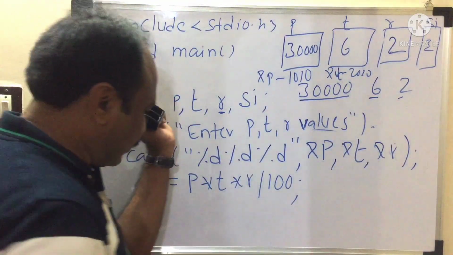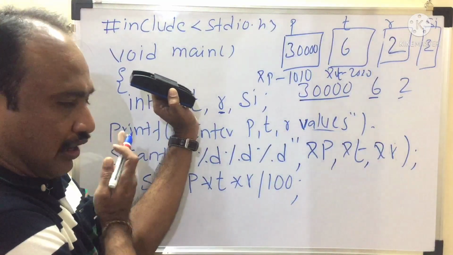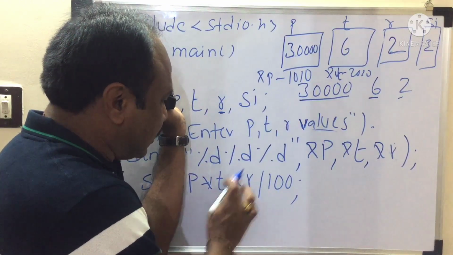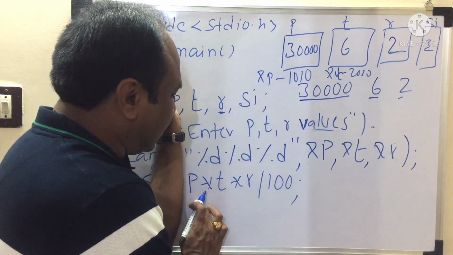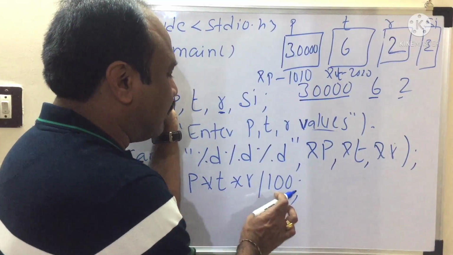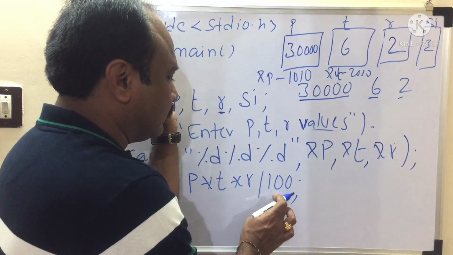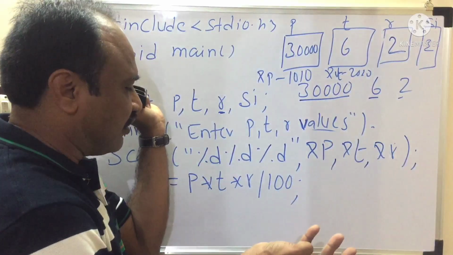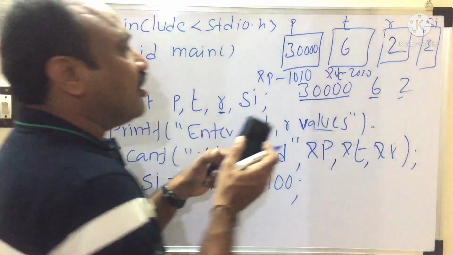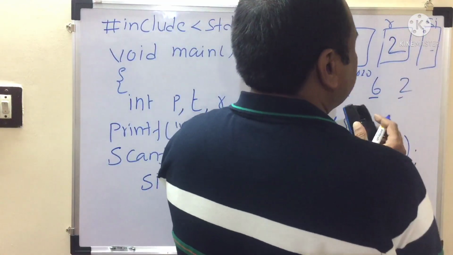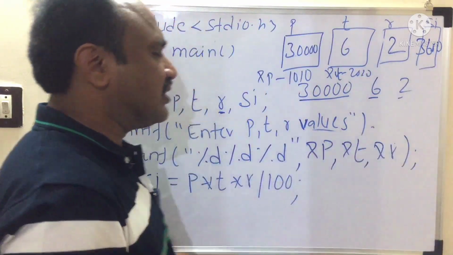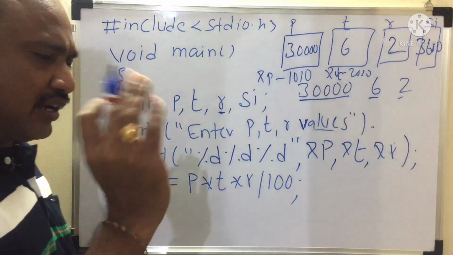It will calculate first. Forget about the left side value. Substitute values: P value 30,000, T value 6, R value 2. 30,000 into 6 into 2, divided by 100. I think you get some 3,600 value. Where is it stored? Now it is stored under the name SI. For example, I am getting 3,600. It is stored under the name SI. It also has some address. Every value has some address.